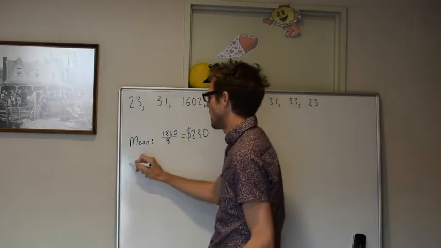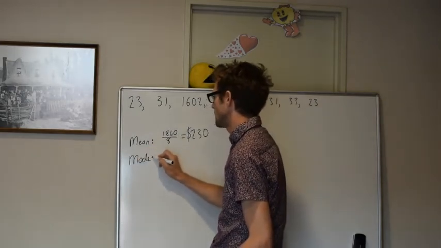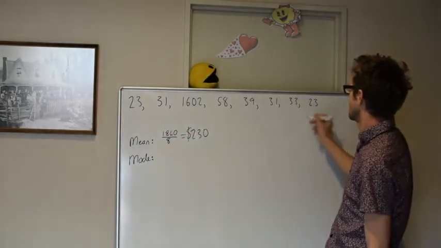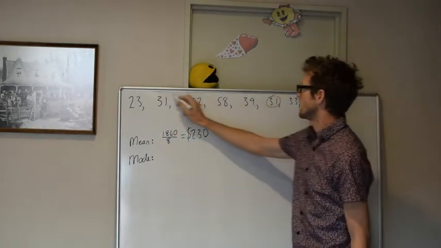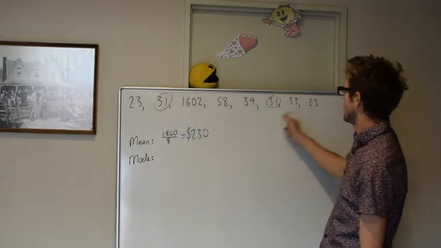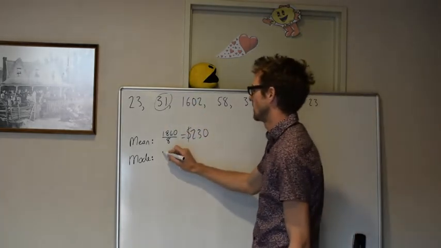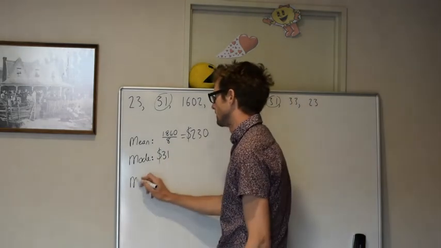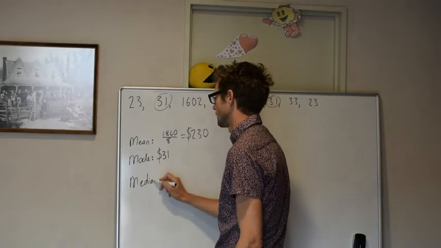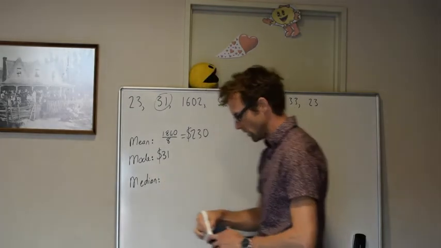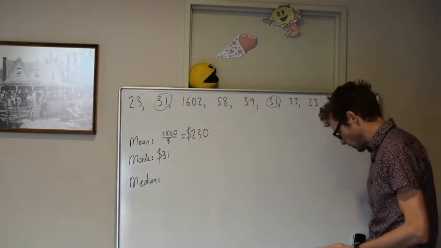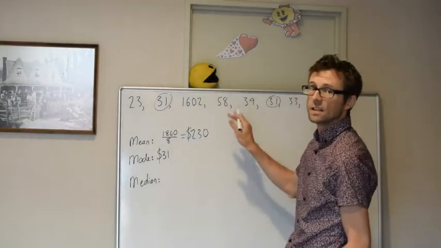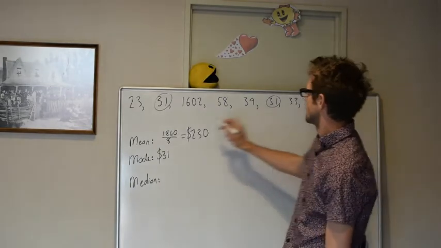Okay, now the mode is the item of data that appears the most times. Well, if we look here, we've got a 31 here, a 31 here. None of the other values are repeated, so $31 is the mode. Now for the median. Again, this is a bit of a review. The first step when working out the median is to make sure we have our numbers in order.